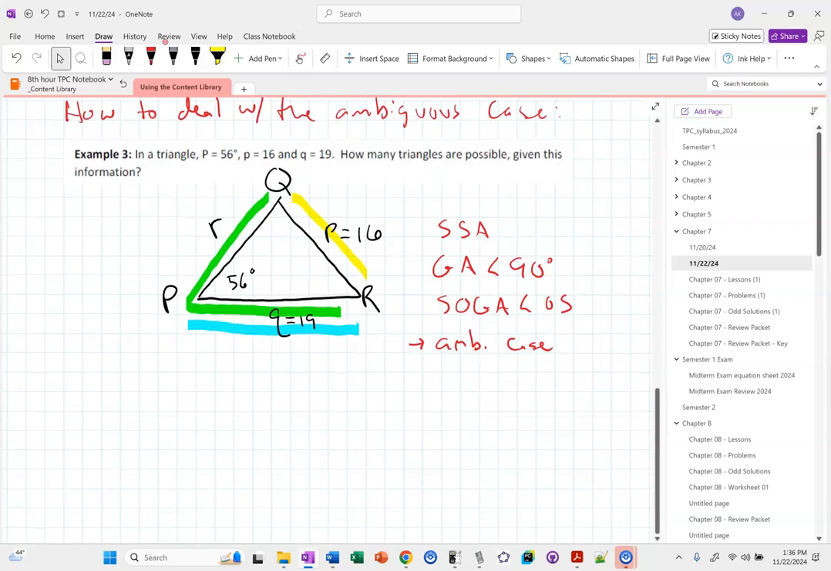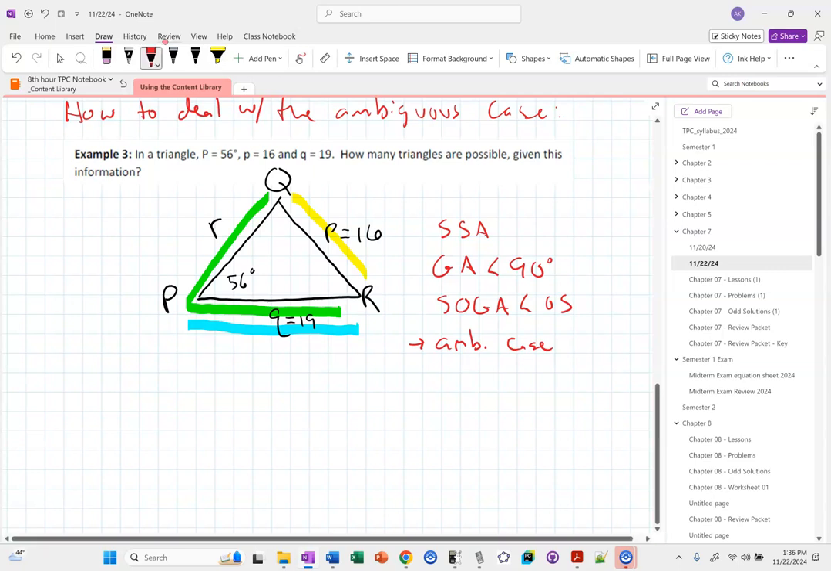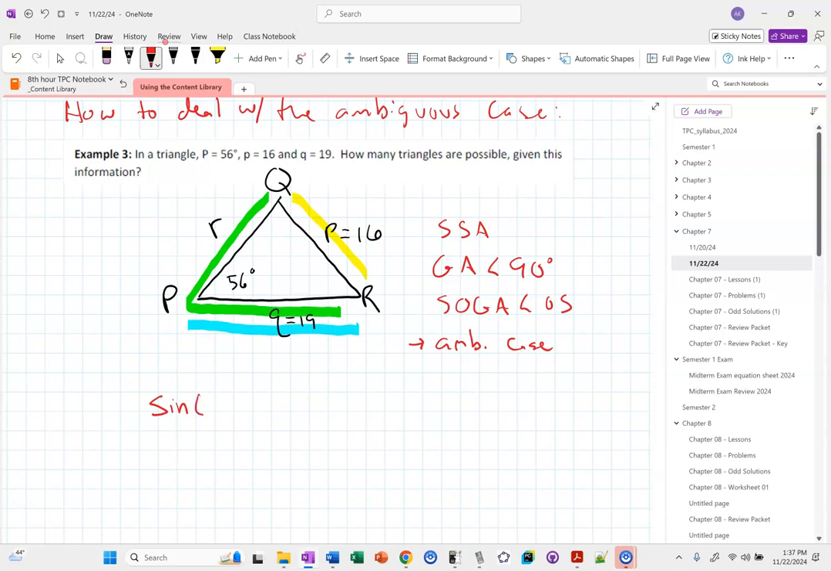So to try to determine if it's 0, 1, or 2 triangles, I'll start by setting up a law of sines. Now I notice that I have angle P and side P, so I'll use that in my law of sines. And the only other piece of information I have is side Q. So I'm going to have sine of angle Q in my other half of my law of sines. Is everybody okay with how I set that up?